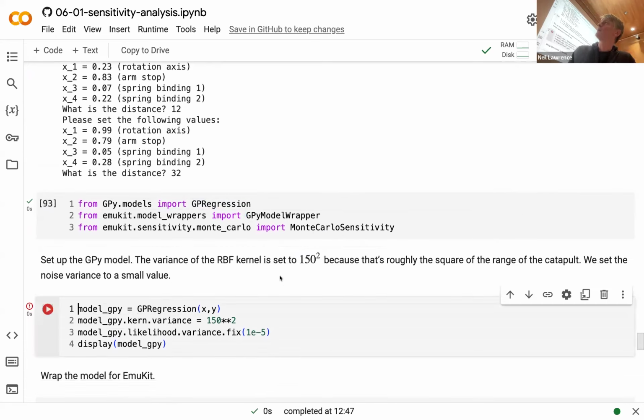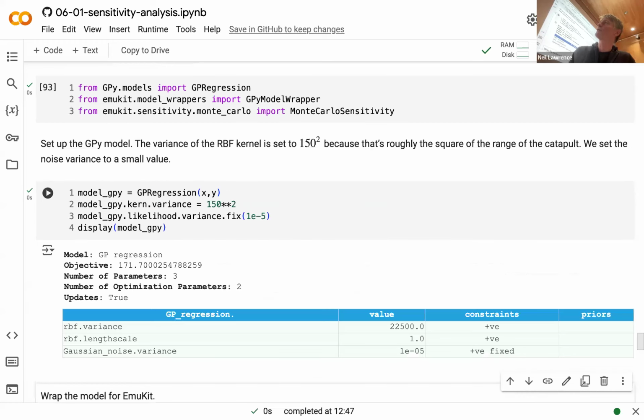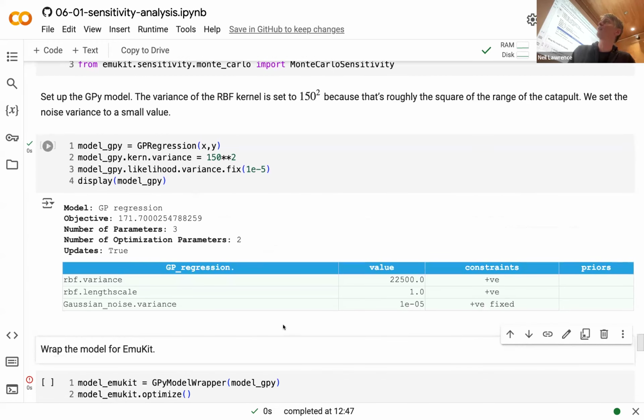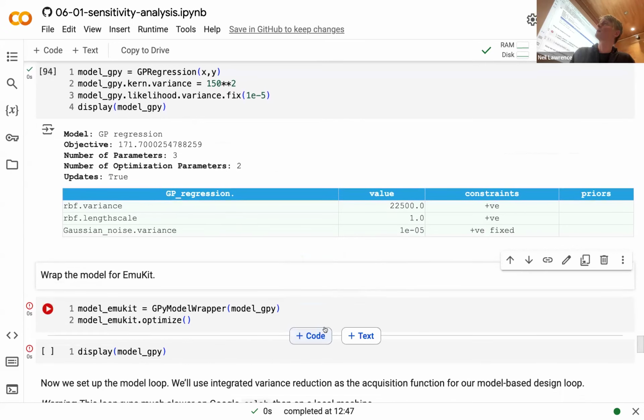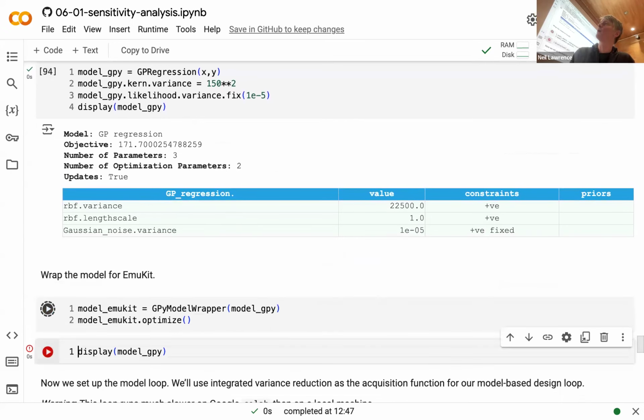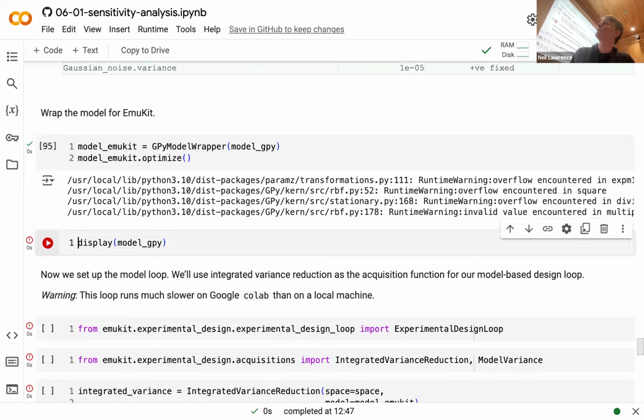So now we're going to set up the GPy model, fit to those initial static design points, and train the Gaussian process regression. That's all what's happening there. And these are the parameters of the Gaussian process covariance function that's coming up. So now we're going to go for the MUKit thing.